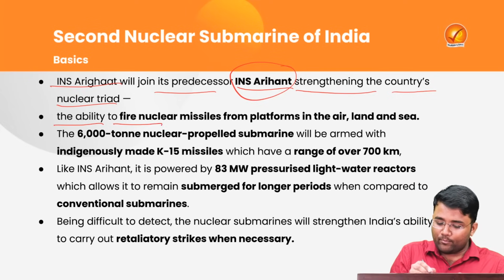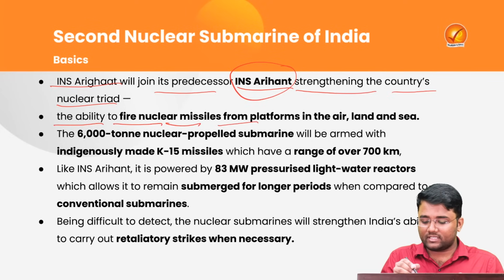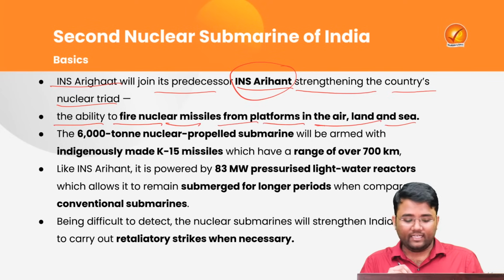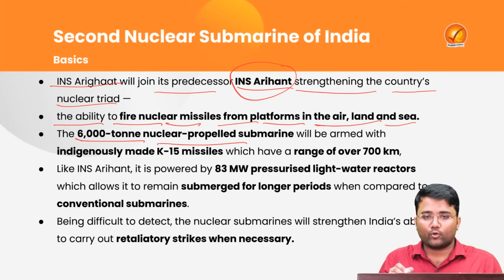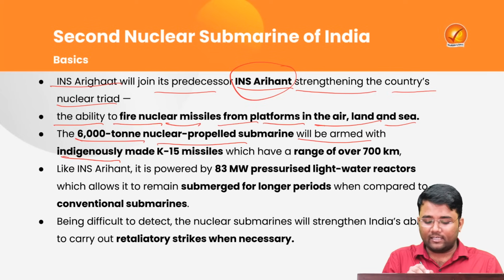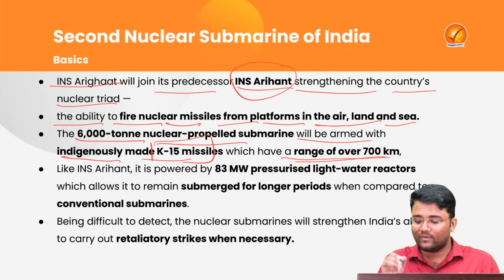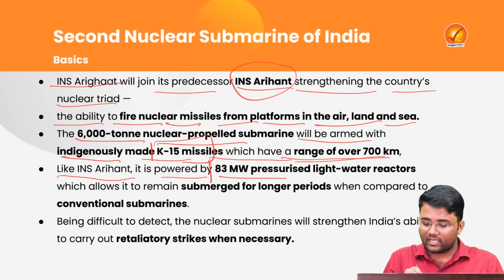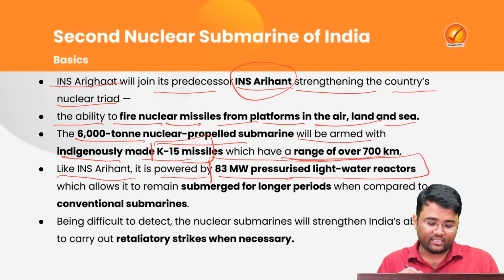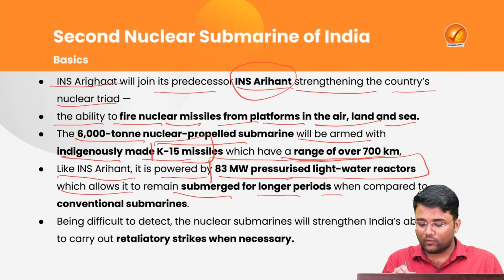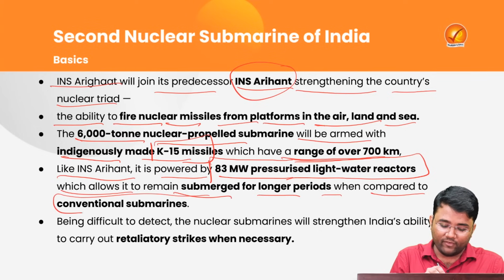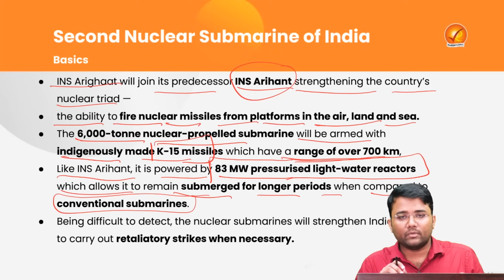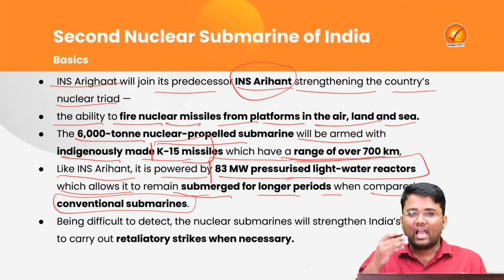This will help in improving our ability to fire nuclear missiles from platforms like air, land and sea. The 6,000-ton nuclear-propelled submarine will be armed with indigenously made K-15 missiles, which have range of over 700 km. Like INS Arihant, it is powered by 83 megawatt pressurized light water reactor, which allows it to remain submerged for longer periods when compared to conventional submarines. The conventional submarines, which mainly are diesel fueled, they have to come to the surface periodically to get oxygen to properly go for the combustion.